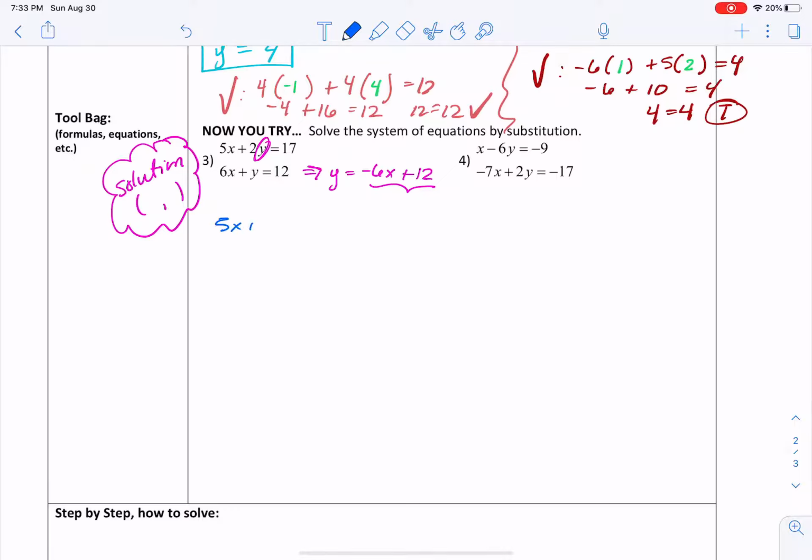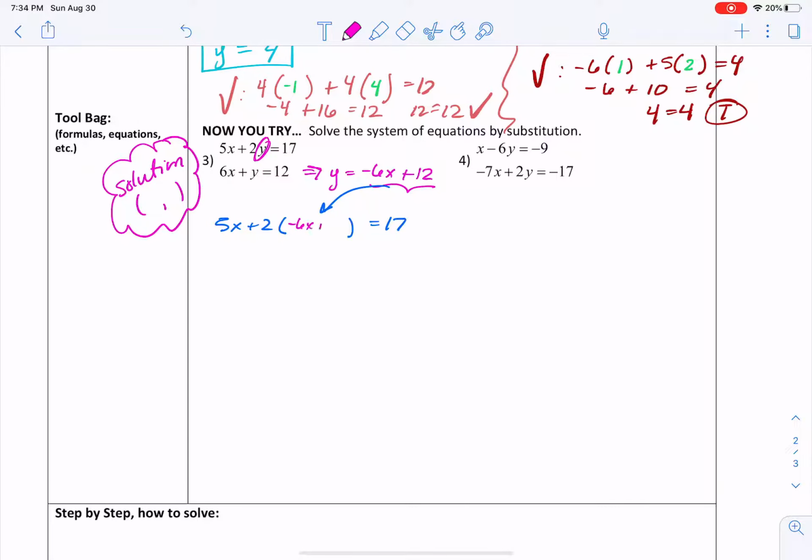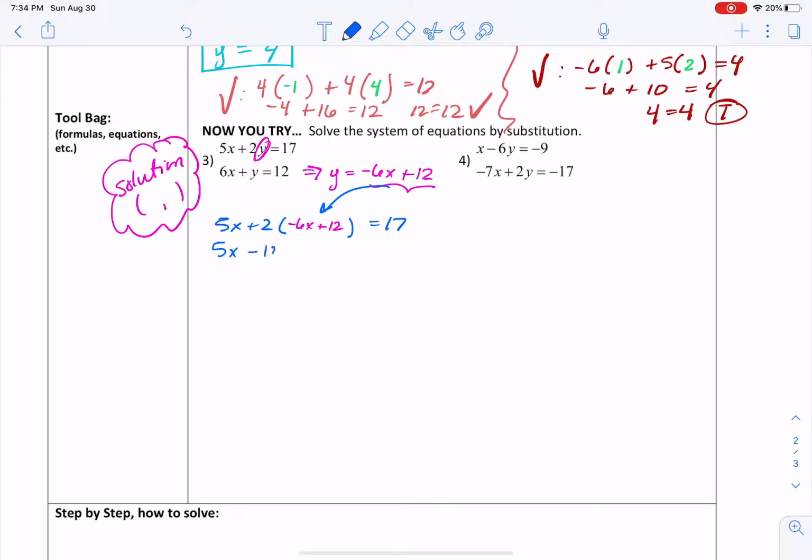So then I can take all of this and put it right here. So 5x plus 2 times something equals 17. I know that something needs to be the substitution value. So that's negative 6x plus 12. So 5x minus 12x plus 24 equals 17. I'm going to combine like terms. Negative 7x plus 24 equals 17. Subtract 24 from both sides. Negative 7x equals negative 7. X is 1.